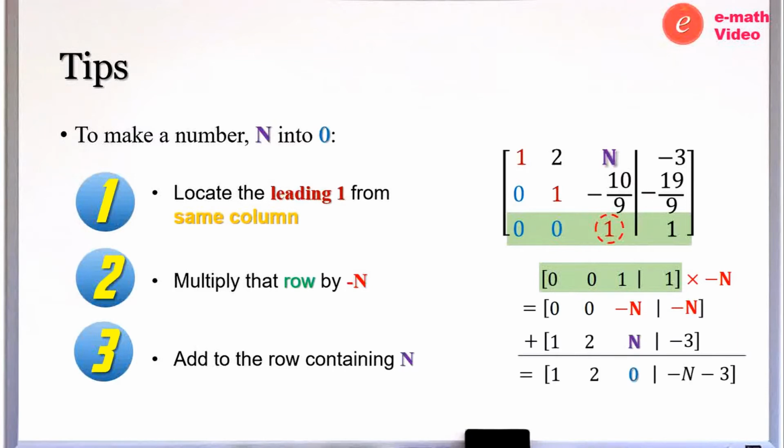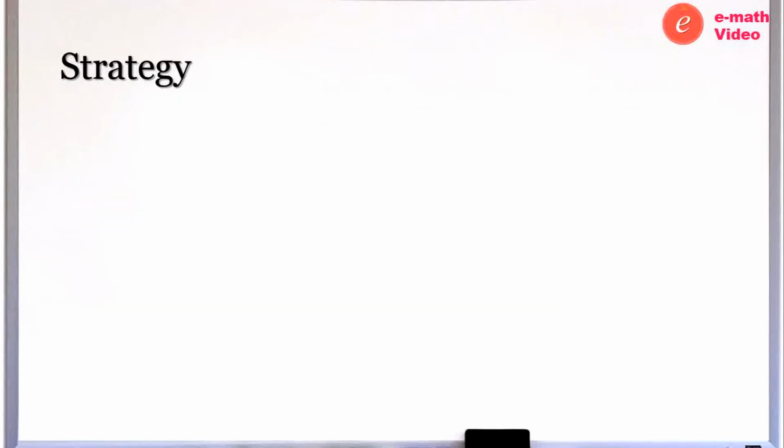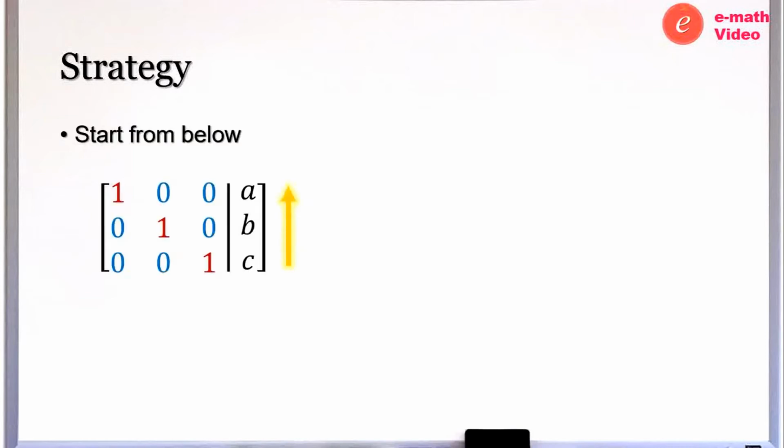This is very important because it determines which row we choose. Simple, right? Here's another strategy. We should always do from bottom to top. This part is quite different from Gaussian elimination, right? But the idea is actually the same. The key idea is we only consider leading one.